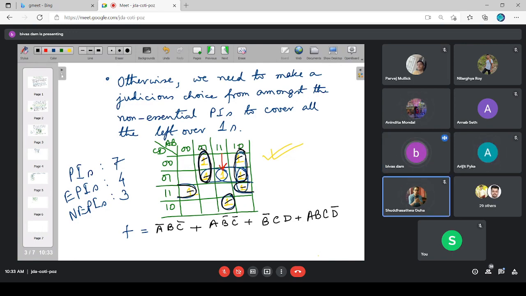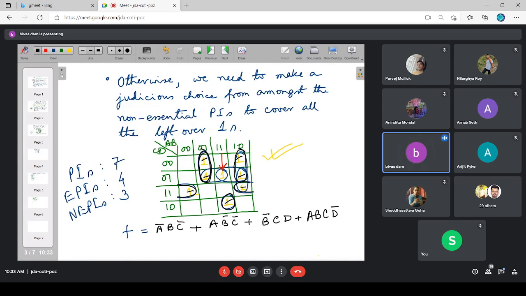Two. And what is the complexity of those two cells? Those two PIs? They are of the same complexity. Both are pairs, isn't it? Yes, sir. The PIs which are covering this particular cell are nothing but pairs. So both contain two cells in that particular group. So that means only one variable will get eliminated. So in that case, you can choose any one of those two non-essential PIs.